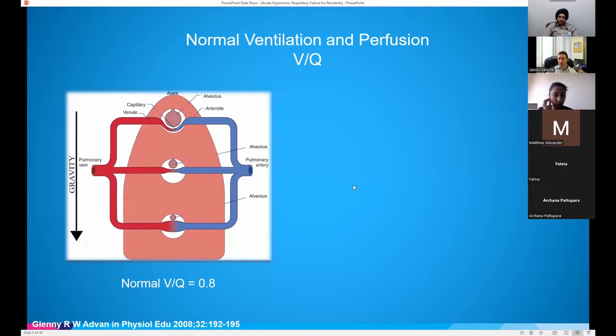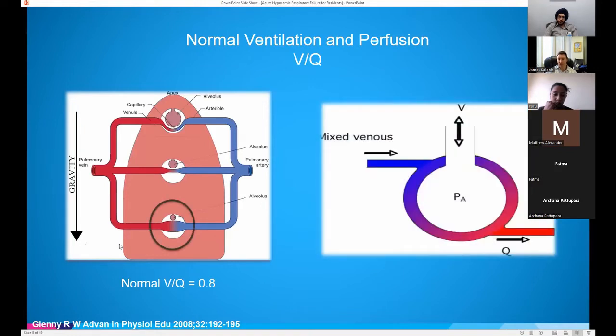So VQ is greatest at the apex, but when the patient is sitting up due to gravity, ventilation increases as we go down to the base. As you can see here, you have larger lungs at the bases, and the alveoli right here has more recruitability. So ventilation, when the patient is upright, is greatest at the bases. Perfusion also increases and is greatest at the bases, as you can see here, but perfusion is much greater than ventilation at the bases. So the VQ is lower. Does that make sense?